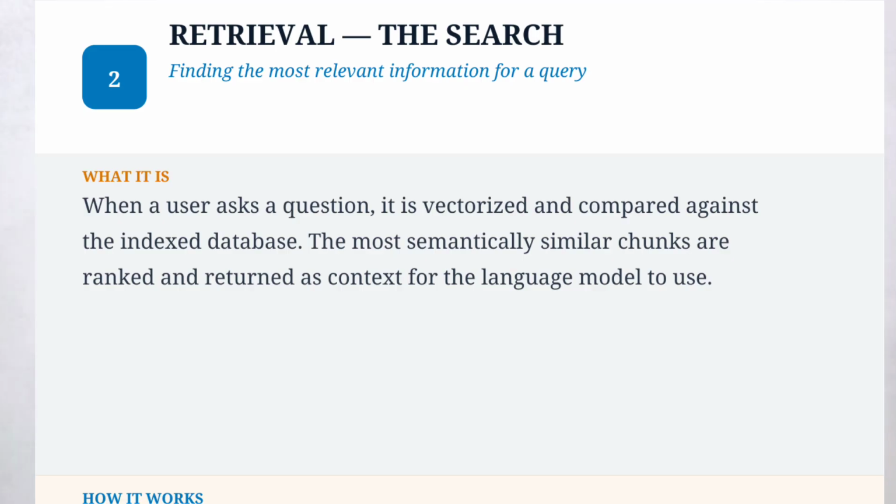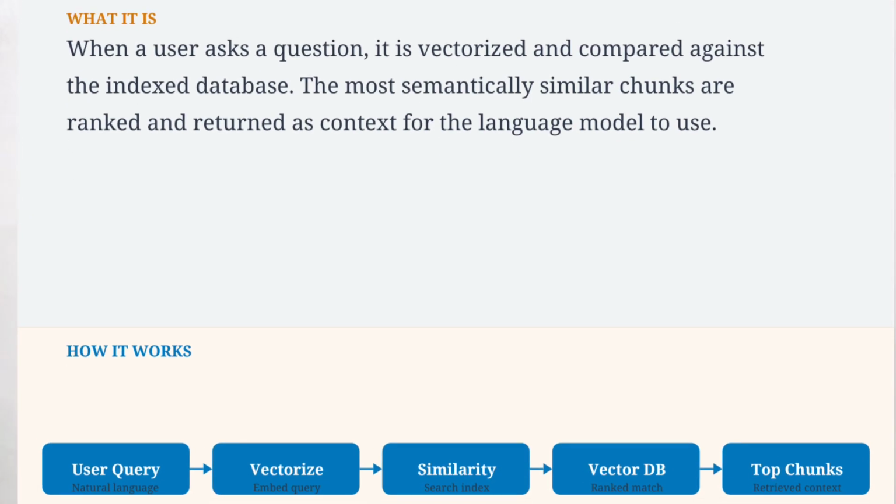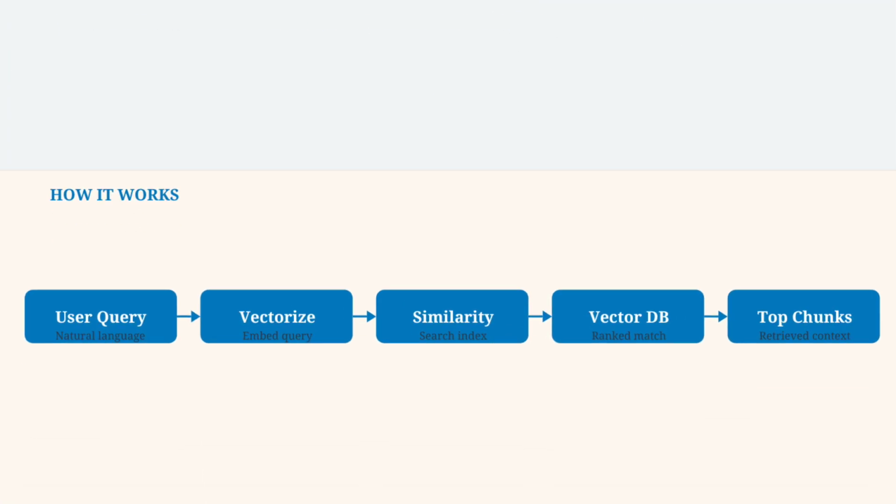So even if the exact words are different, if the meaning is similar, it finds it. The top matching chunks get ranked and returned. These are the most relevant pieces of information for answering this question. And honestly, this step is everything. A great language model with poor retrieval still gives you a poor result. The search step is the backbone of the entire pipeline in a RAG system. Garbage in, garbage out. Remember that.